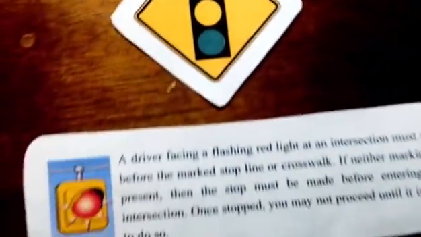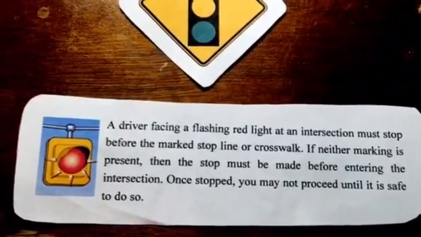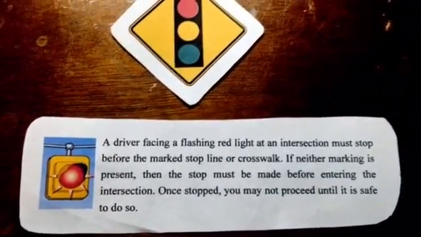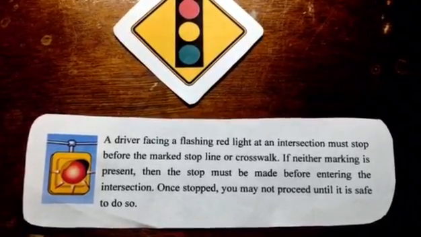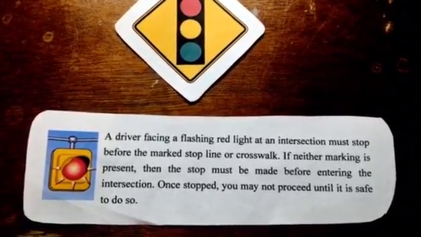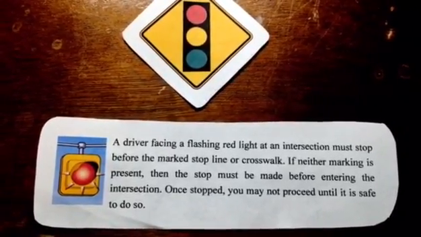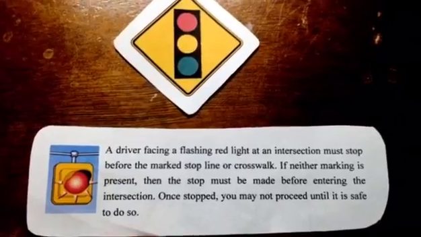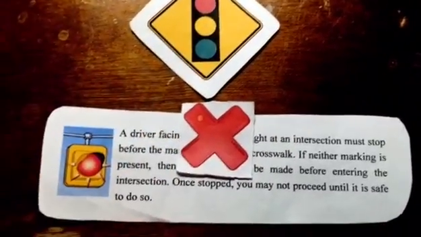According to BC traffic rules, a driver facing a flashing red light at an intersection must stop before the marked stop line or crosswalk. If neither marking is present, then the stop must be made before entering the intersection. Once the driver stops, he may not proceed until it is safe to do so. Mr. Sandor did not obey this rule.